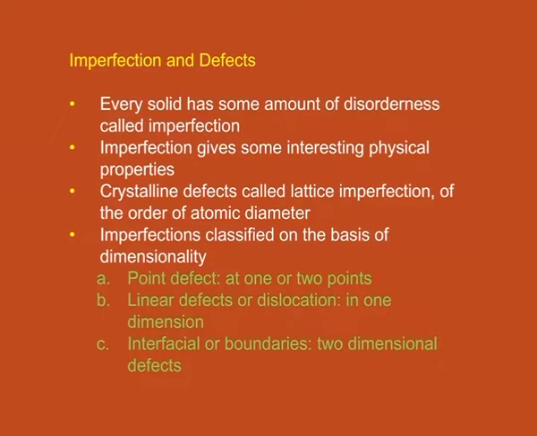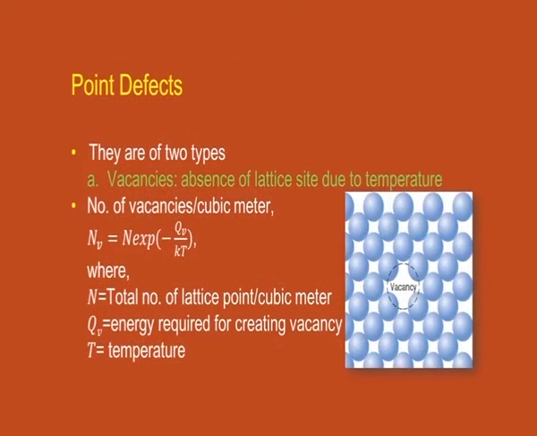Now, let us discuss the first defect, that is point defect. So, point defects are of two types. First one is vacancy, which is absence of lattice site due to variation of temperature. Now, if we want to find out the number of vacancies per cubic meter, then we can use the following formula, that is NV is equal to N exponential minus QV by KT, where N is total number of lattice point per cubic meter, QV is energy required for creating vacancy, and T is the temperature.